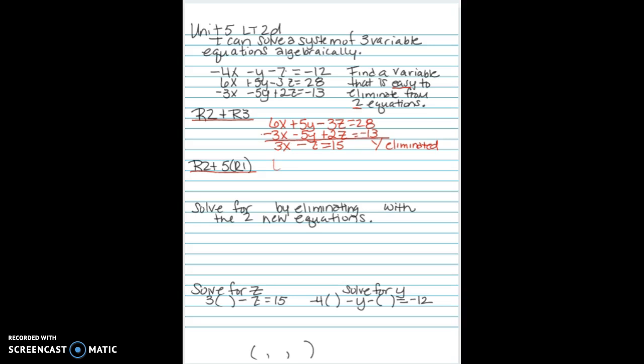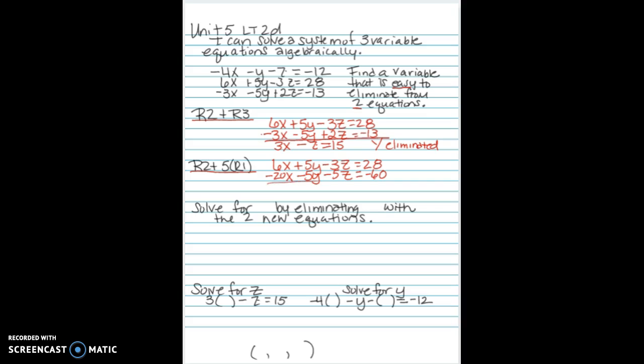So row 2 is 6x plus 5y minus 3z equals 28. And 5 times row 1. Okay, 5 times negative 4x, negative 20x. 5 times negative y, negative 5y. 5 times negative z, negative 5z, equals 5 times negative 12, negative 60.